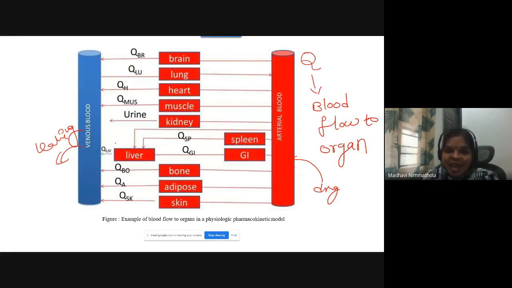If you want to calculate the blood flow to a particular organ, you need to have a denotation, right? That is Q of BR, that is blood flow of brain. This is blood flow of lung. This is blood flow of heart. That's why Q is called blood flow to the particular organ. Only one thing you have to remember: whenever you need to calculate the blood flow to the liver, you have to take into consideration the spleen and GI tract, because from the liver the drug is transported to the spleen and GIT. That is the important point.